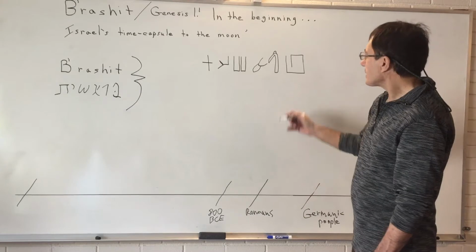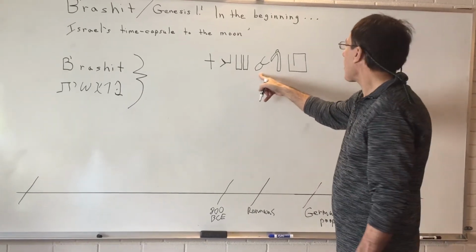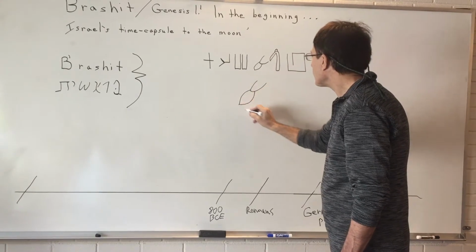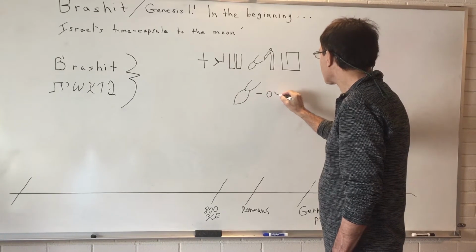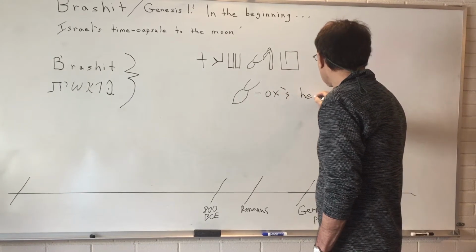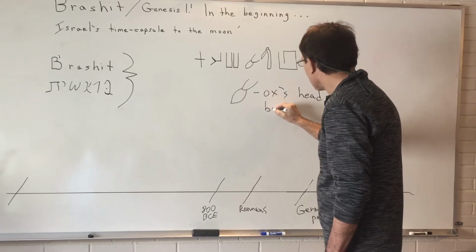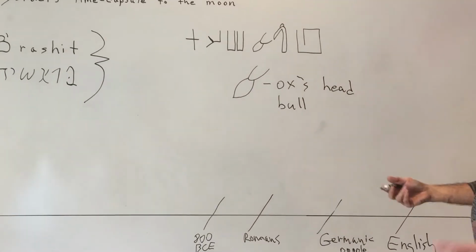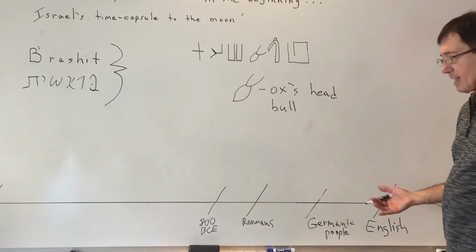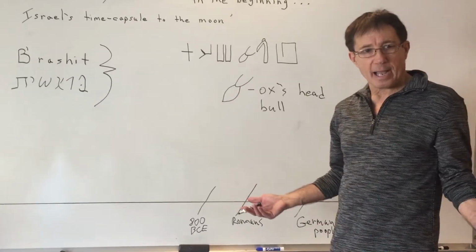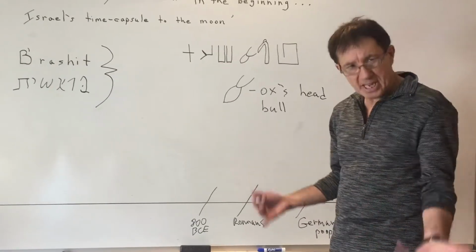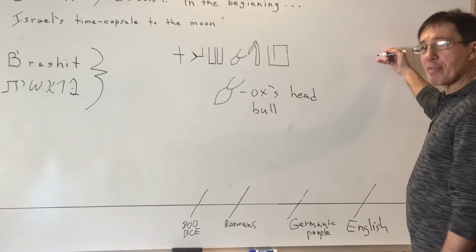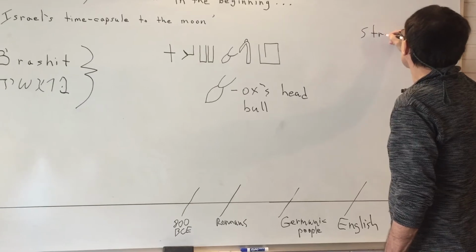Now, let's, for an example, take this letter right here, and we write it like this, and it's actually an ox's head. An ox's head or a bull. Well, as this comes from the Middle East, everybody knows that there they have no elephants, they have no tigers, they have no bears, oh my. So the strongest beast in that part of the world necessarily would be a bull, and thereby it would be the strongest.